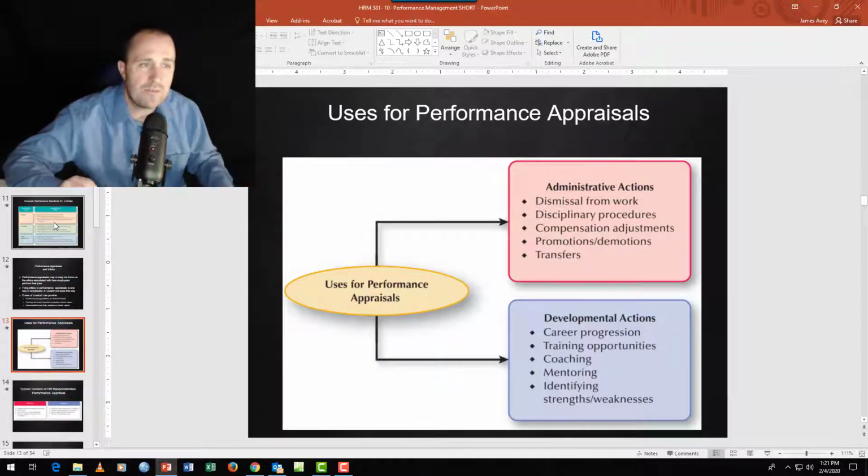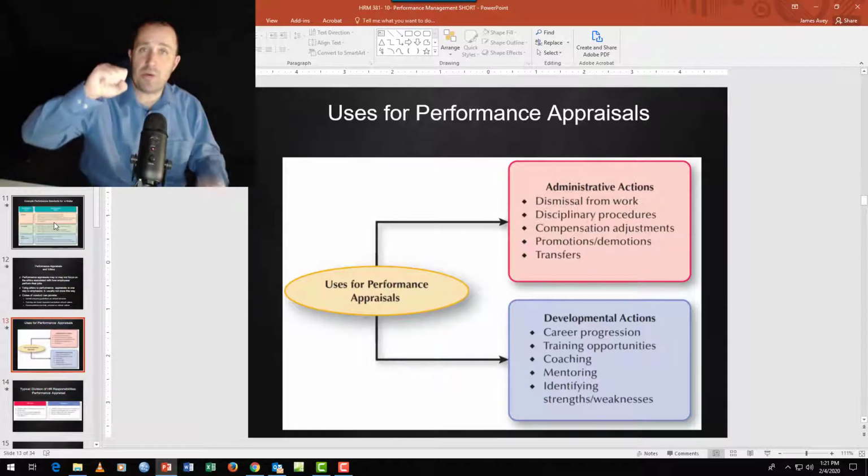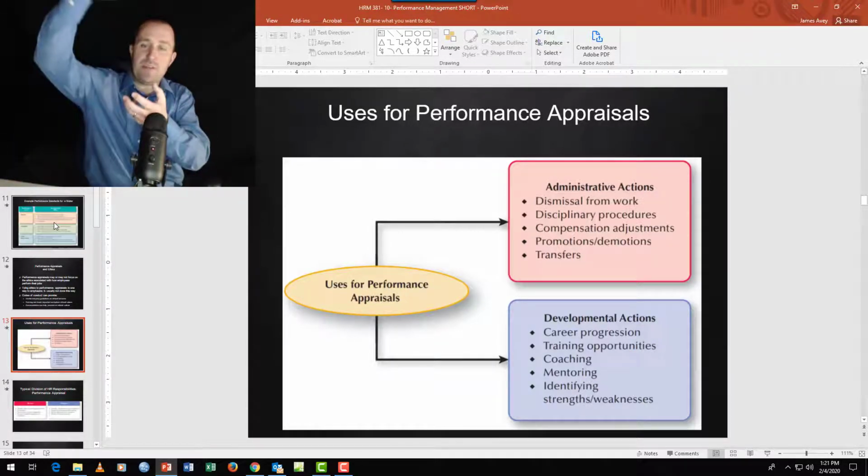So what some firms have done, and this is more work for the manager, but if you're a first-line manager, you already know everything floats up to you and everything is pushed down to you.